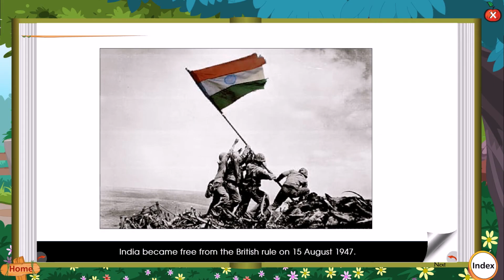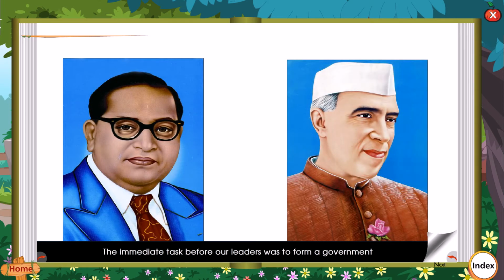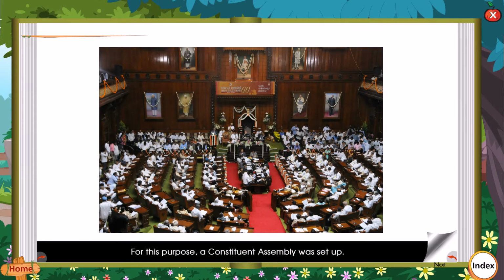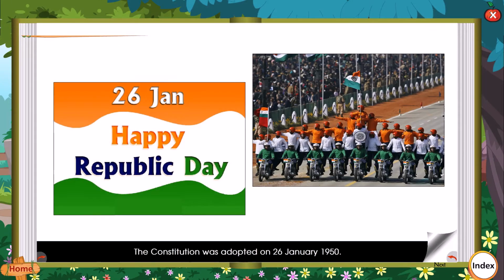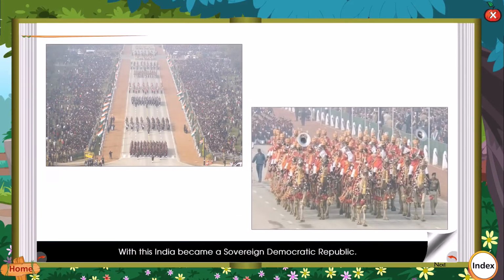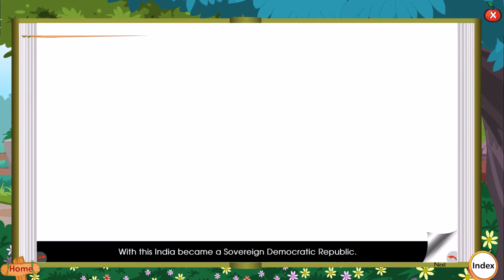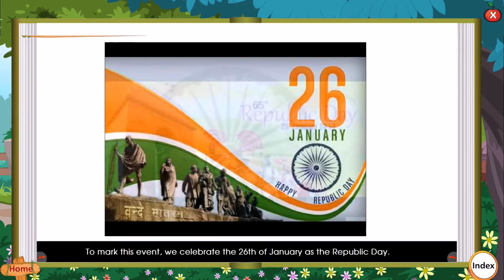India became free from the British rule on 15th August 1947. The immediate task before our leaders was to form a government. For this purpose, a Constituent Assembly was set up. The Constitution was adopted on 26 January 1950. With this, India became a sovereign democratic republic. To mark this event, we celebrate the 26th of January as the Republic Day.